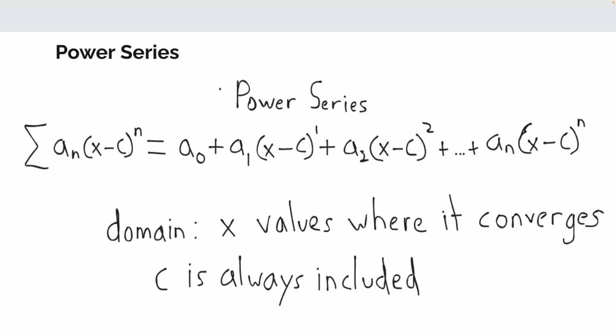Okay, so the domain is x values. The domain of this function is only going to be x values where it converges. For certain x values, this series will converge, and whatever those x values are, that's part of the domain. The power series is centered around c, so c is always included. That means it's always going to converge at x equals c.